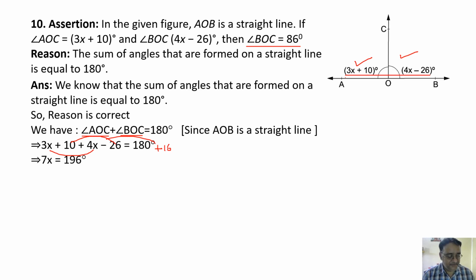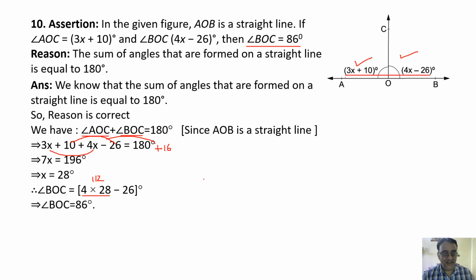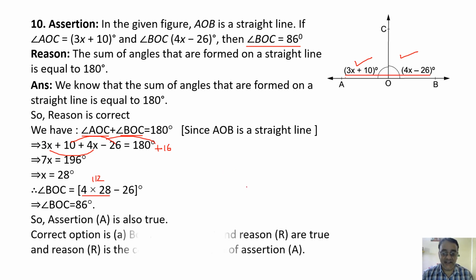What is the value of x? 196 divided by 7. 28. 28. Very good. So now we have to check angle BOC. So how much is BOC? 4x minus 26. So 4 into 28 minus 26. Right? And this is 112. 112 minus 26. So we are getting 86. Okay? So that means the assertion is also true. So which option is the correct one? Option A. Right, because the reason is the correct explanation of the assertion.